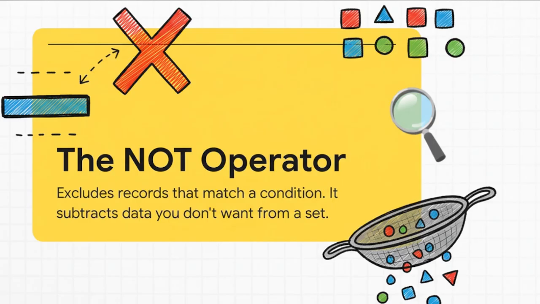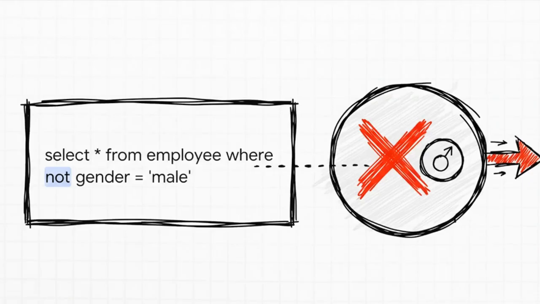And this one is simple. It's all about subtraction. This is what you use when you know exactly what you don't want. It's like telling the database, hey, show me everything in this group, just leave out anyone who matches this one rule. And again, look how simple the code is. This query just asks for every single employee where the gender is not male. It's just a super clean, direct way to chop a whole section out of your data.